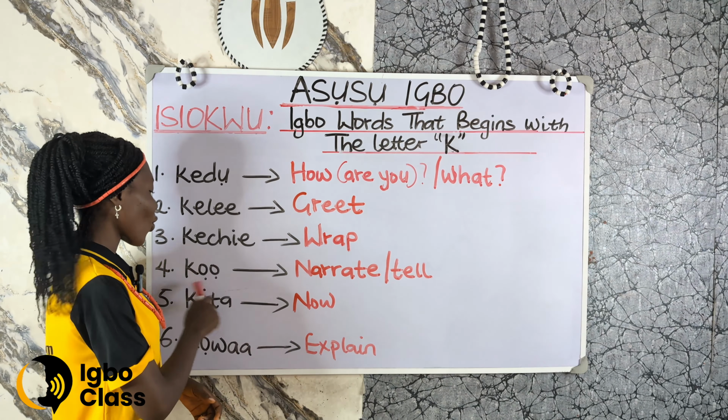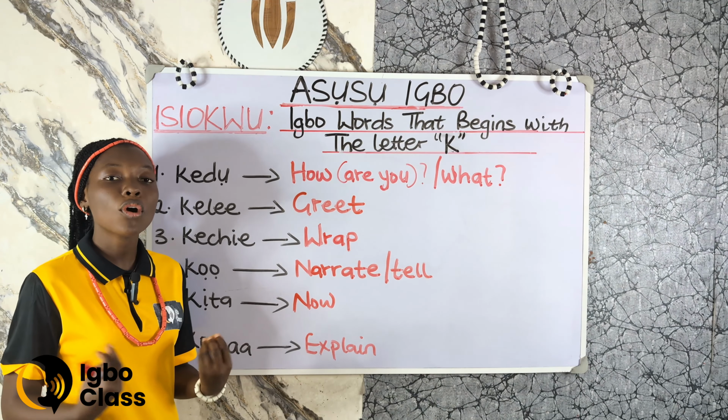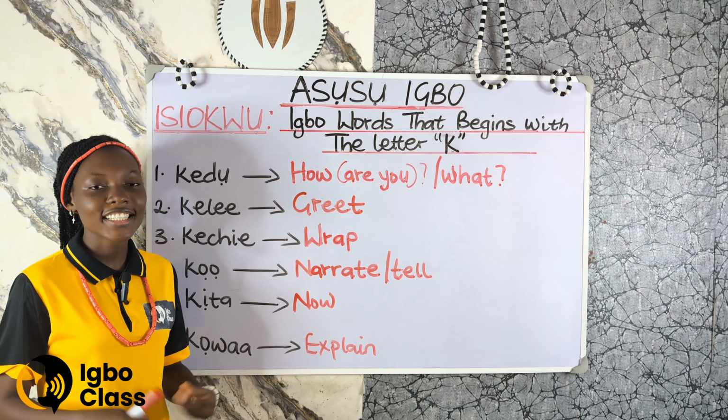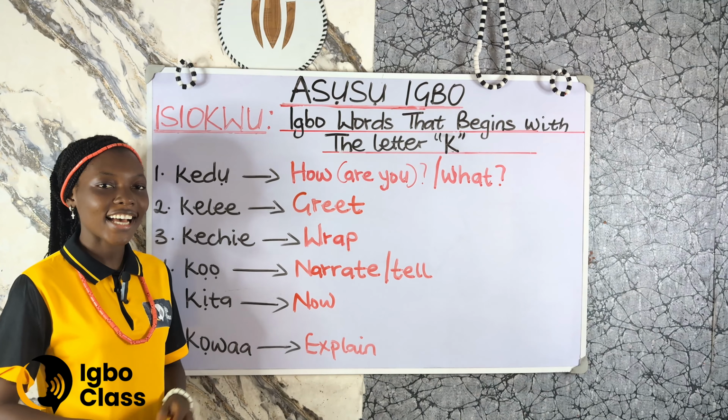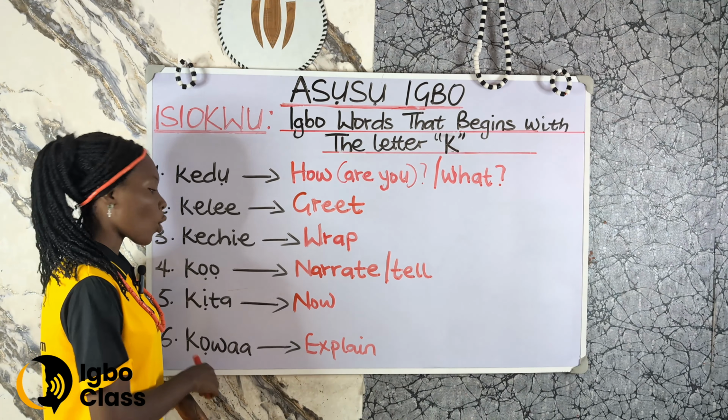Kita, noun. Ọ ga-abịa kita. She will come now. Ọ na-eri nri kita. She is eating now. Kọwaa, explain. Kọwaa ihe i mere. Explain what you did.